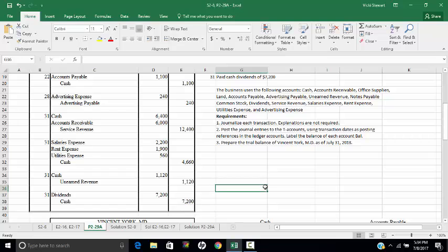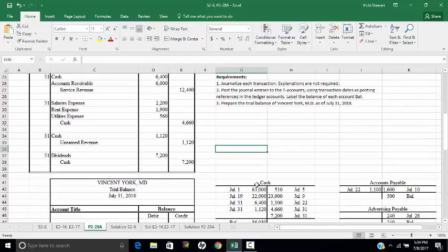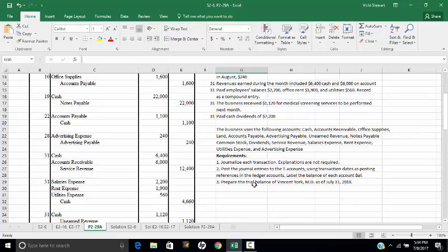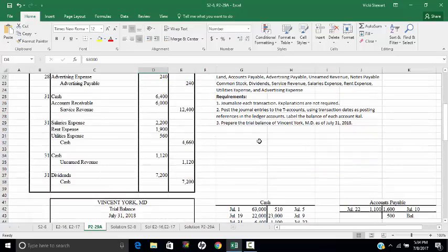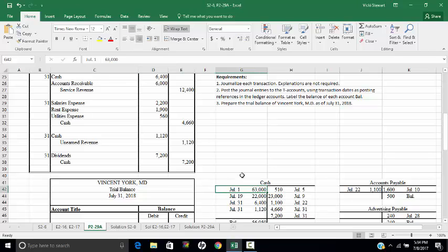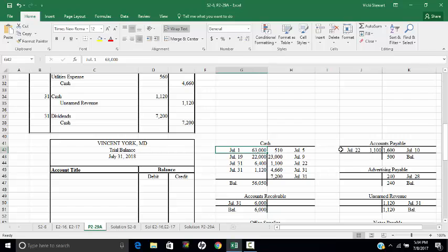The second part of the problem asked us to post the journal entries to the T accounts using the transaction dates and then label the balance in each account. And I have already completed that portion so I could save us some time. But what you would have done is exactly like we've done in other problems. You just take the debit to cash and you debit that and you record the date. And you do that for each one of those journal entries, and then I determined a balance for each account.